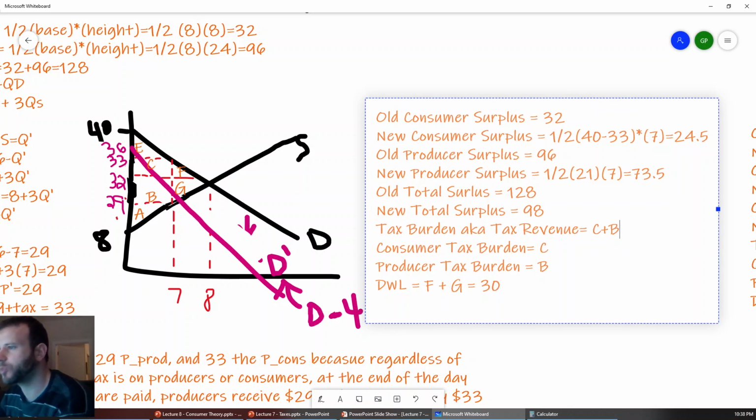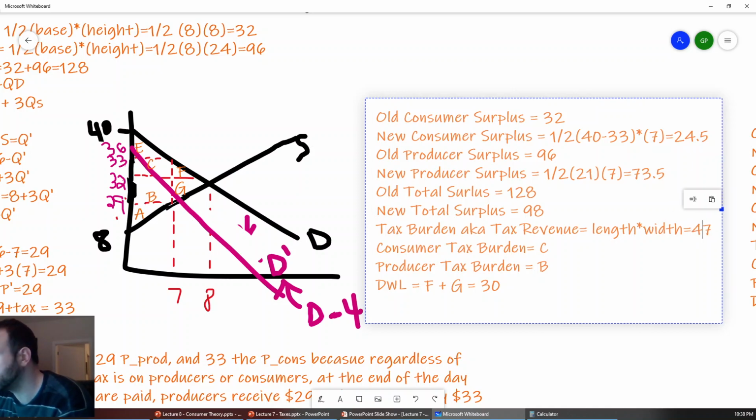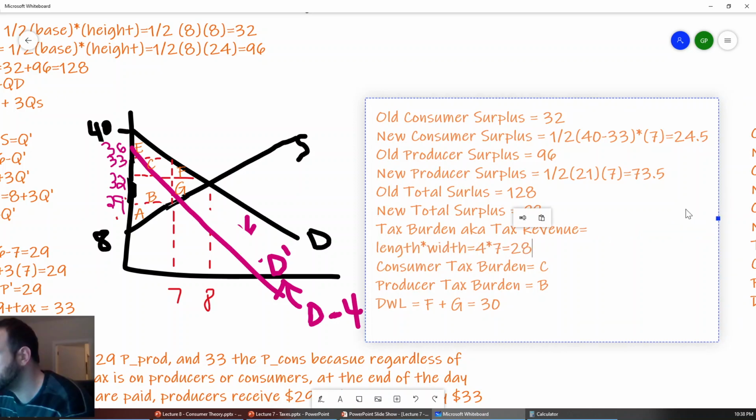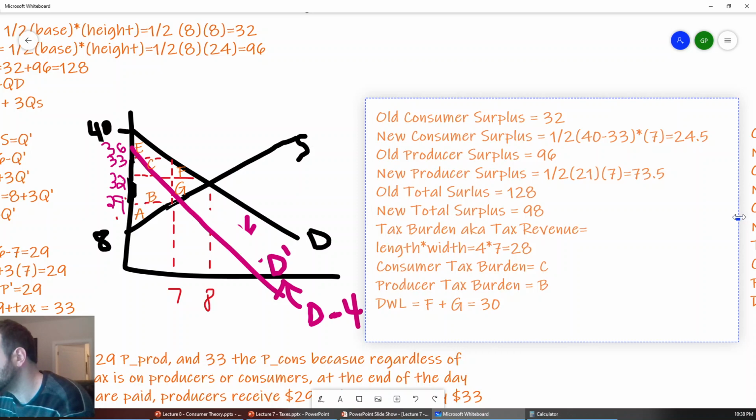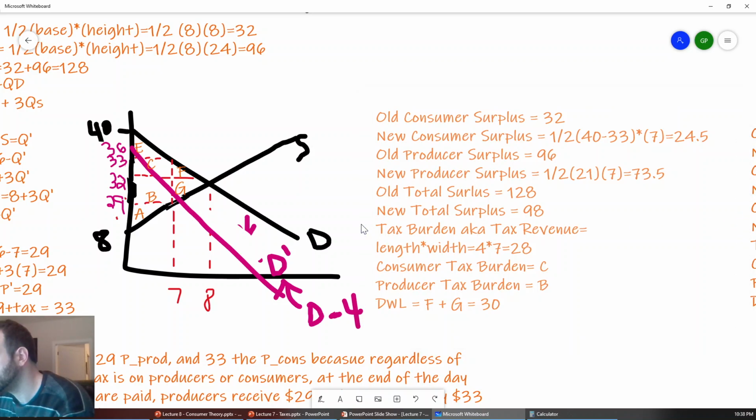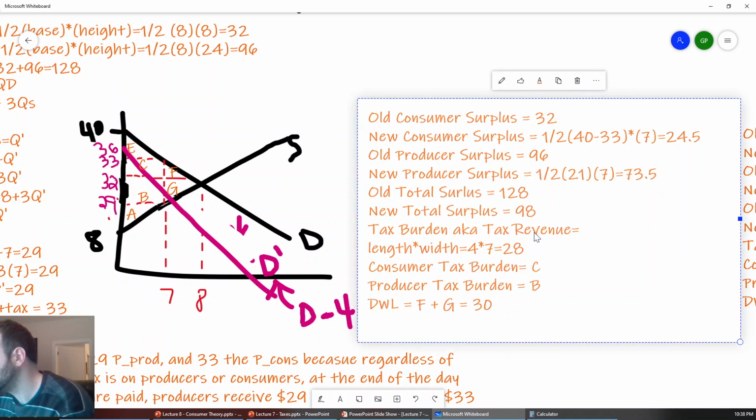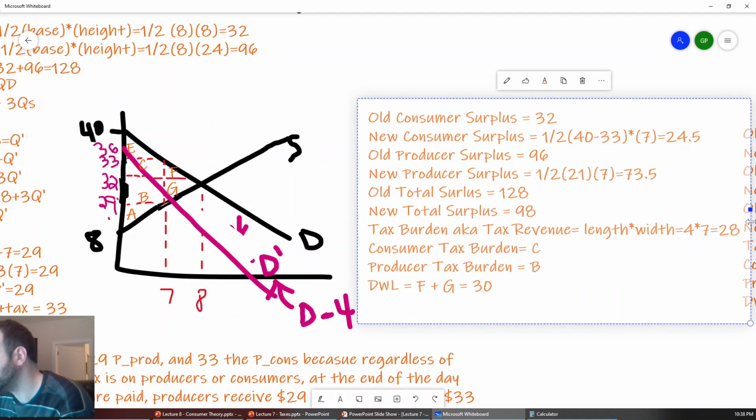Okay, what's your tax burden? That'll be C plus B. So that's a rectangle, so it's just going to be length times width. Width is 7. Length is 33 minus 29, which is 4. So your tax burden or your tax revenue is going to be 28.